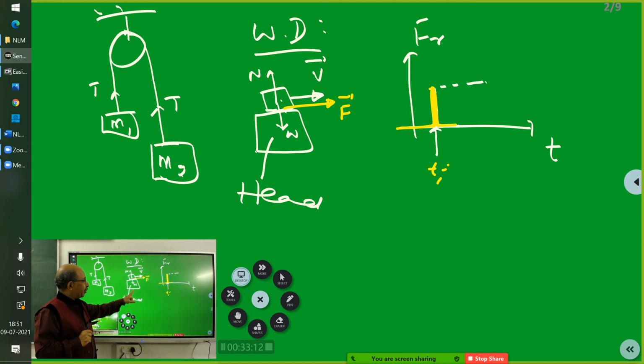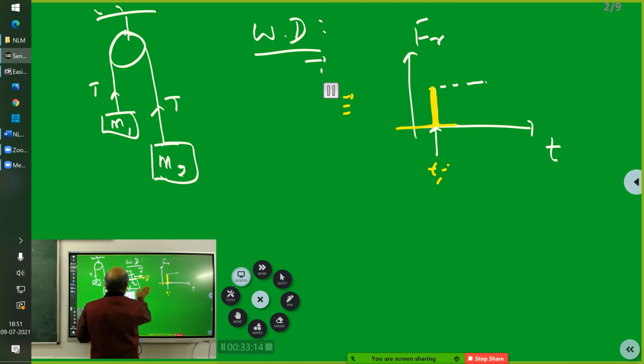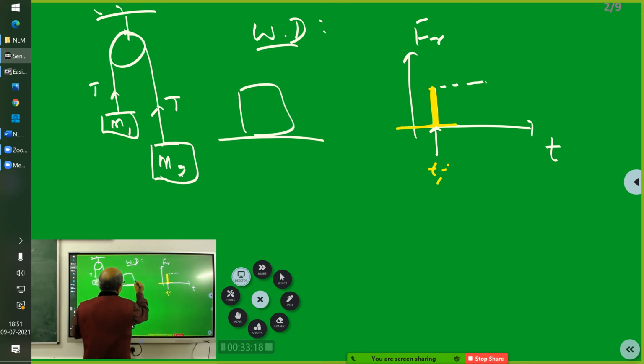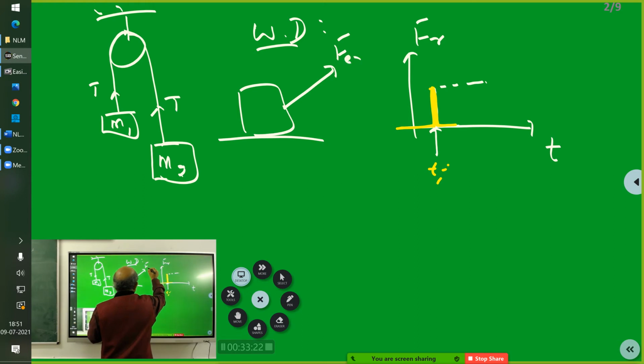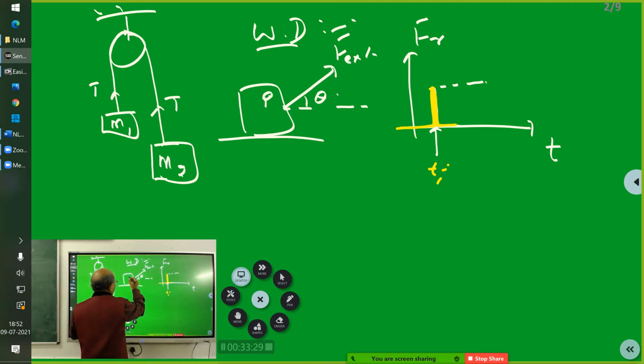Work is said to be done when the point, so here, you see, work is said to be done. Supposing this is the body, and I apply an external force F here, F bar, and this is making an angle theta. So this is the point of application. Work is said to be done when the point of application of force on a body displaces. The body should displace. That means this body has now moved.